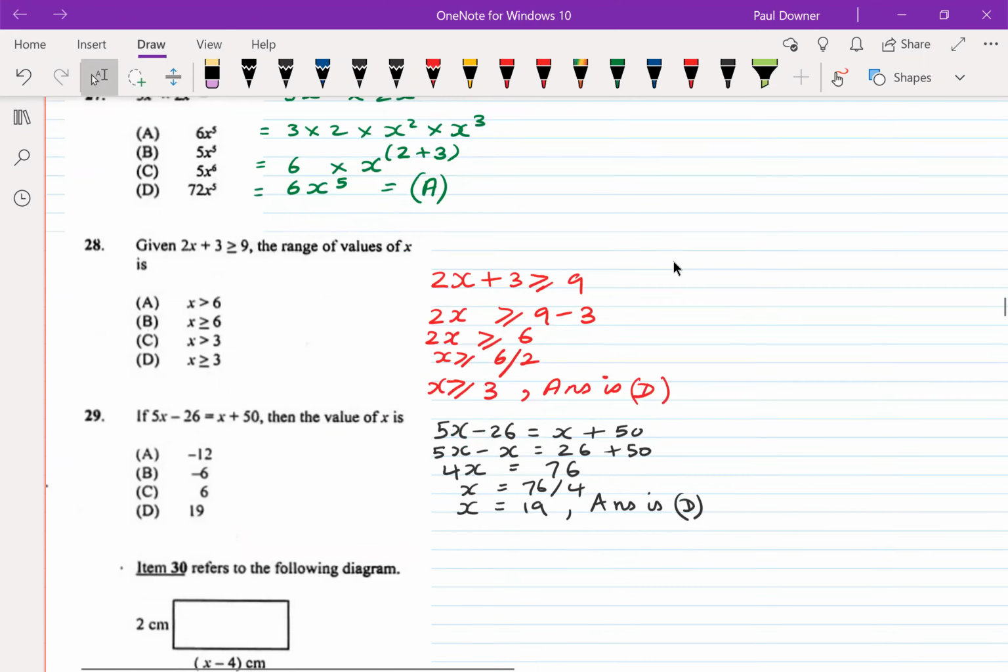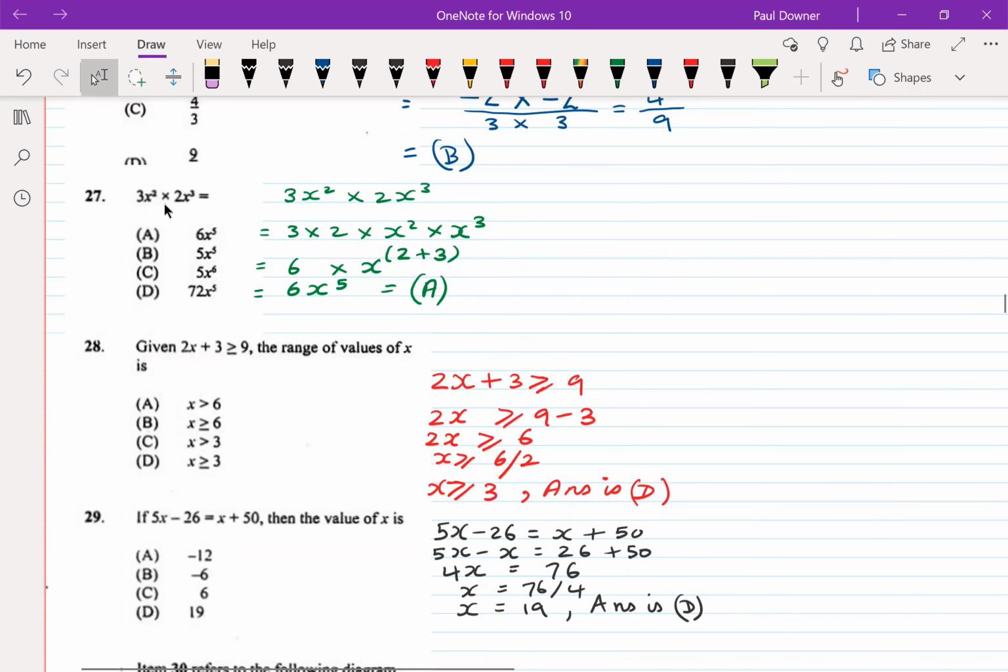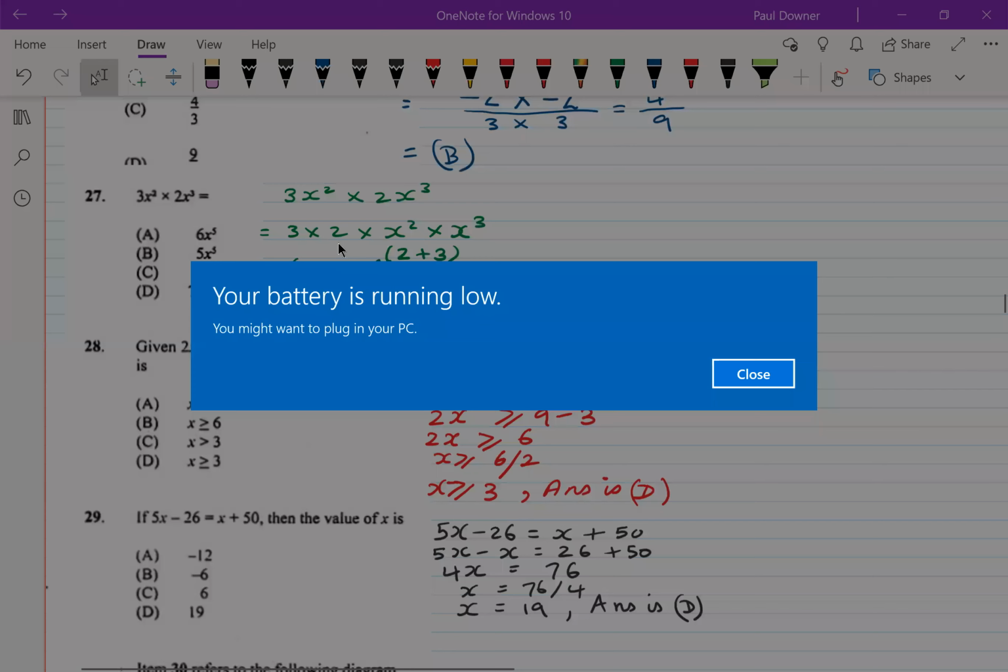Number 27, 3x squared by 2x cubed, right? You have to remember that in these cases, we multiply the numbers, the 3 by the 2.